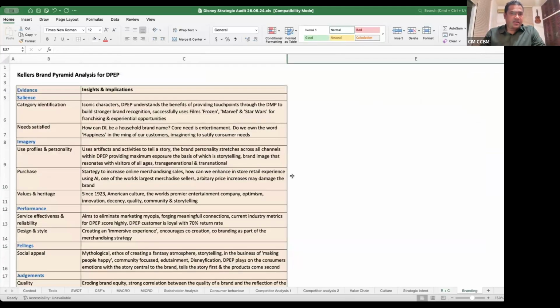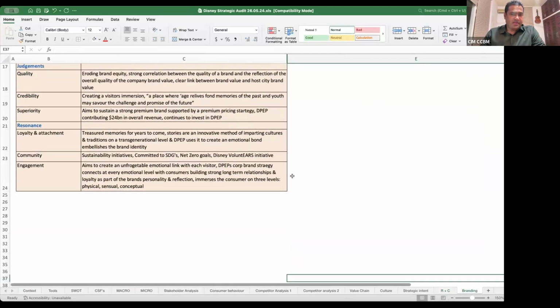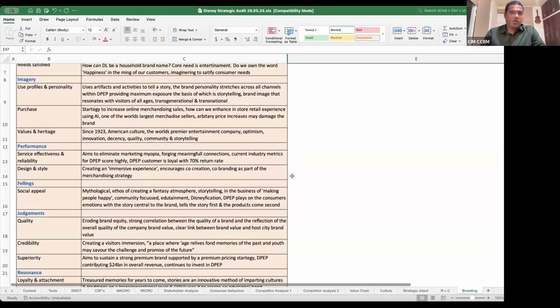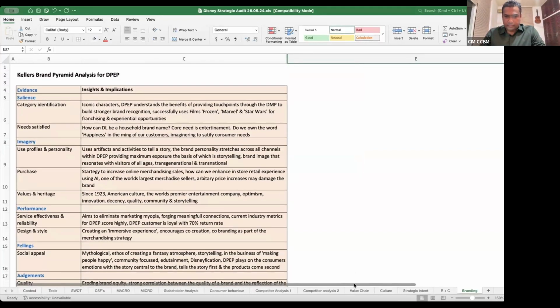Then I have done some analysis on branding. We will look at this when we come to task 2A. Task 2A is on branding. So we will look at this when we come to branding.